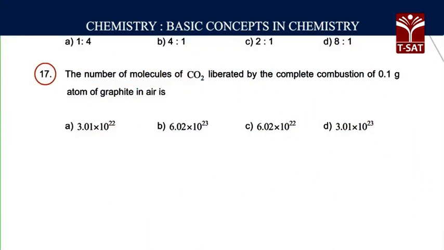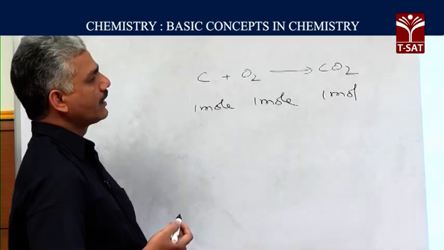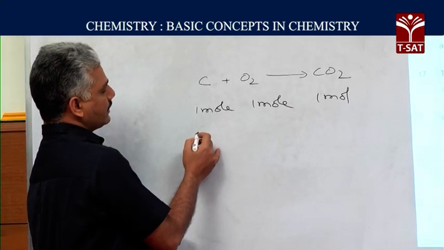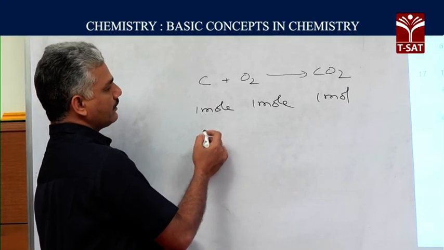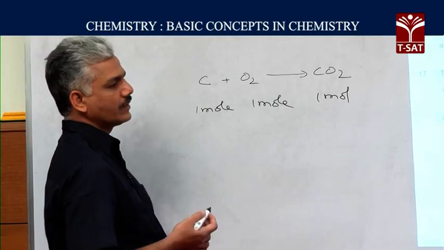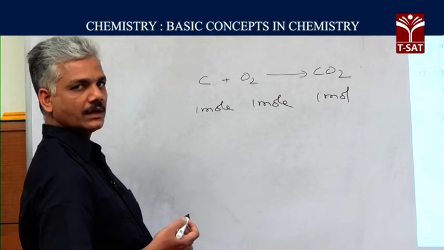The number of molecules of carbon dioxide liberated by the complete combustion of 0.1 gram atom of graphite in air is. Graphite is an allotropic form of carbon. So, corresponding equation is C plus O2 gives CO2. So, 1 mole of carbon reacts with 1 mole of oxygen to give 1 mole of carbon dioxide. 1 mole is equal to 1 gram atom. So, 1 mole or 1 gram atom gives 1 mole of carbon dioxide or 1 gram atom of carbon dioxide.